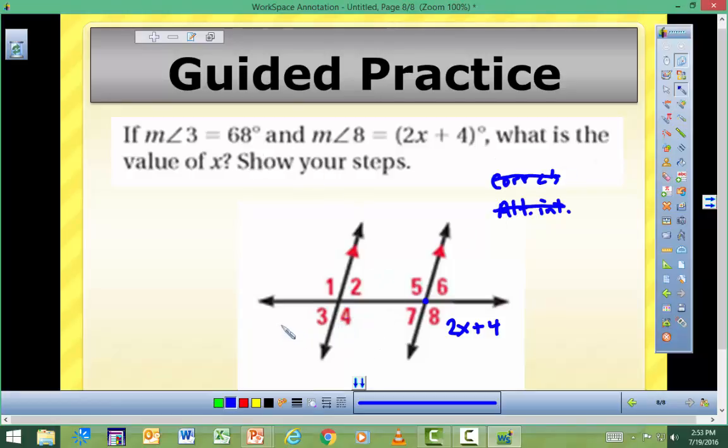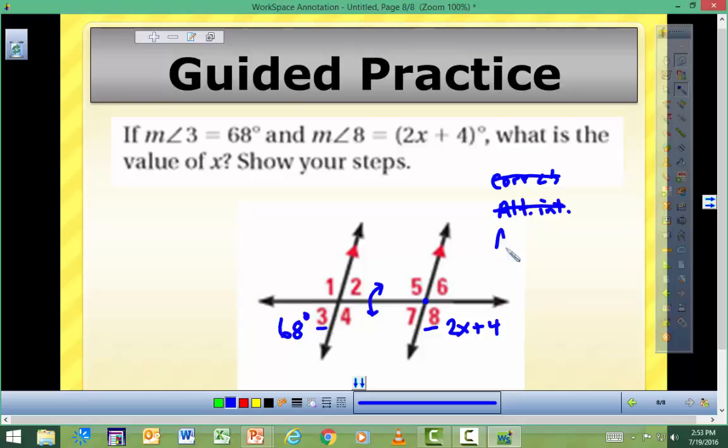However, this is an exterior angle and that's an exterior angle, but remember they're not alternating exterior angles because they'd have to flip sides, and both 3 and 8 are on the same side. In this case they're on the bottom half of this line here, so they're not alternating exterior angles.